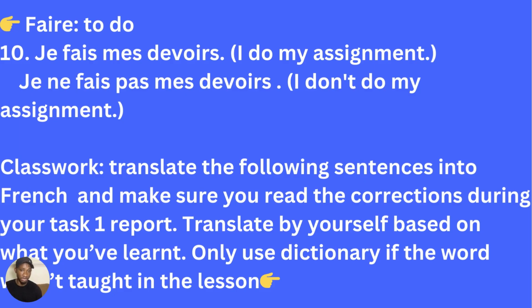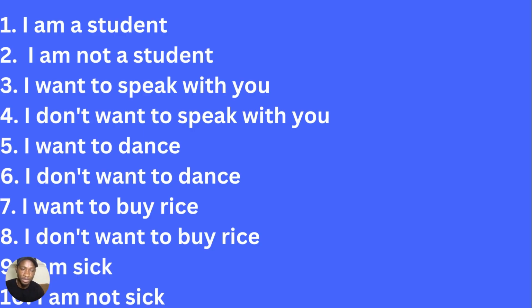So, to prove to us that you understand this, you're going to translate the following sentences on your own without using a dictionary, that is the negative forms, and then give them in your report. You've been given the sentences, you just translate them and present them. I am a student. How do you say that? How do you say I'm not a student? I want to speak with you. I don't want to speak with you. I want to dance. I don't want to dance. I want to buy rice. I don't want to buy rice. I am sick. I am not sick. Do this assignment and give it as your report as part of your task 1 report.